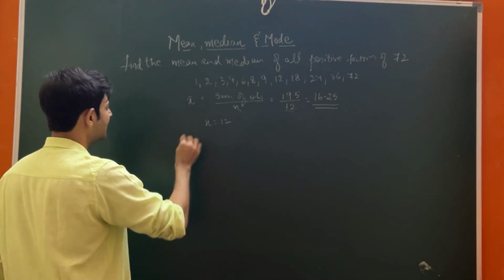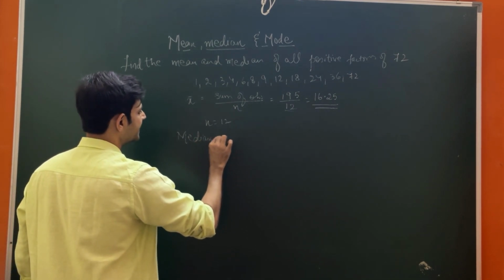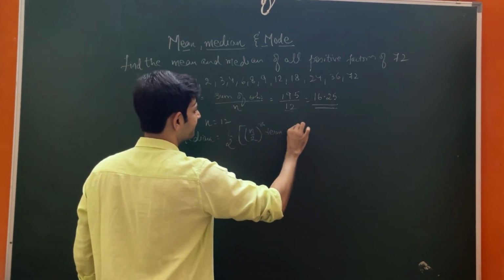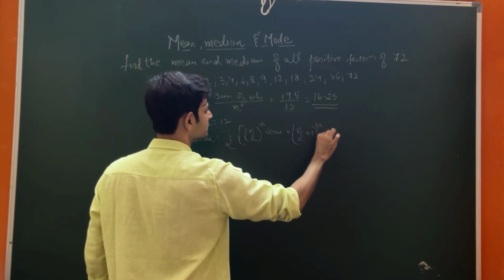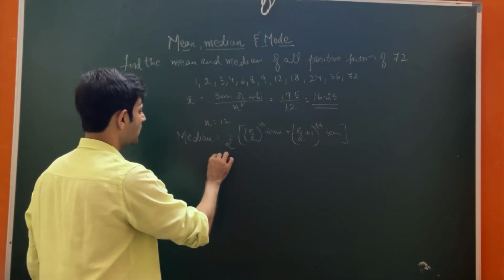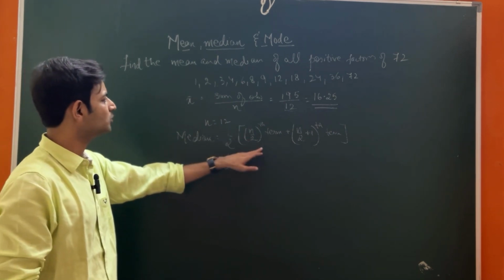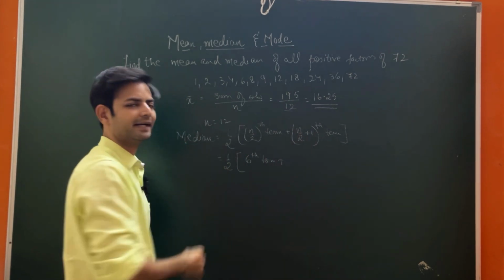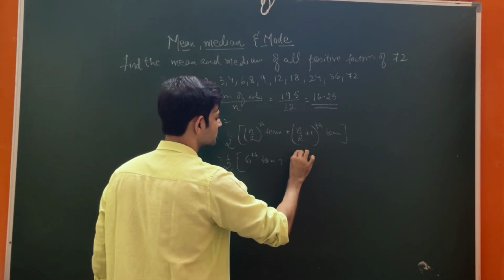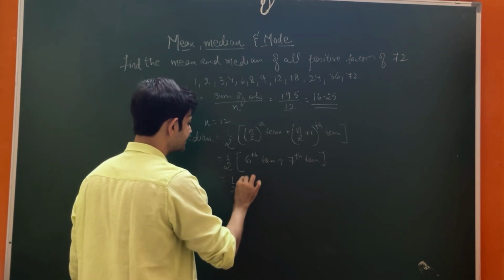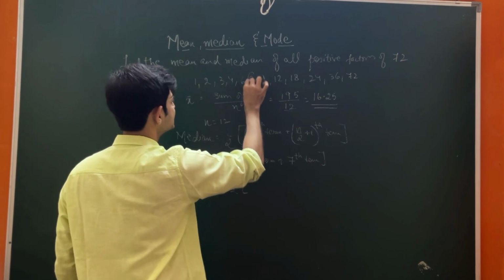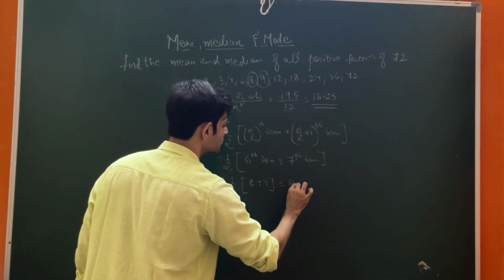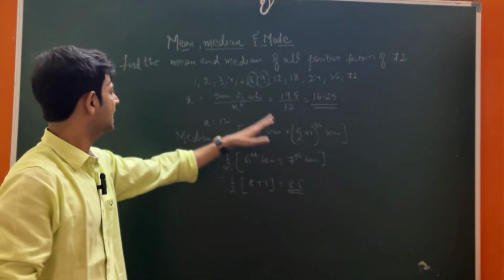So for even terms, the formula is median is equal to 1 by 2 into the (n by 2)th term plus the (n by 2 plus 1)th term. Here, what is the (n by 2)th term? n by 2, that is 12 by 2, which is the 6th term, plus 12 by 2 plus 1, which is the 7th term. So the 6th and 7th terms: 1, 2, 3, 4, 5, 6. This is your 6th term, and this is the 7th term. So (8 plus 9) by 2 is equal to 8.5. So the median is 8.5 and the mean is 16.25.